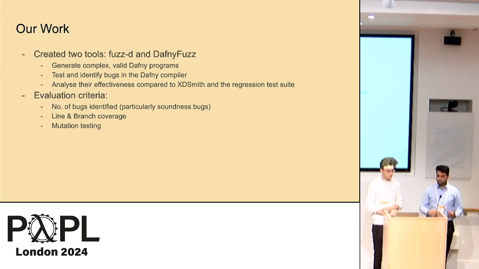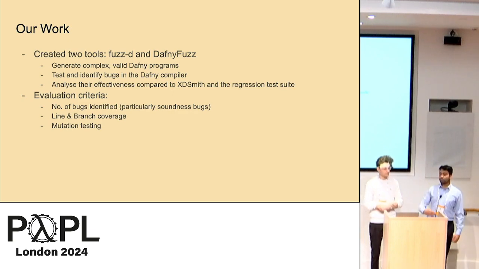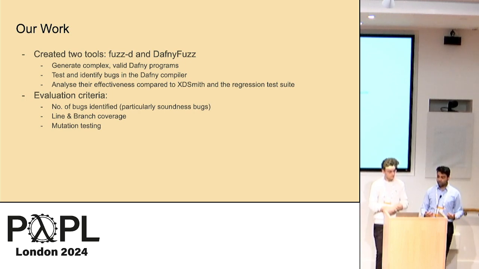When looking at it, we looked at the number of bugs we identified. In particular, we had a focus on the soundness bugs, so where Dafny would produce, for example, valid verification saying the program's correct, but the compiler would actually produce something different. We also looked at the line and branch coverage, as well as took a look into mutation testing.